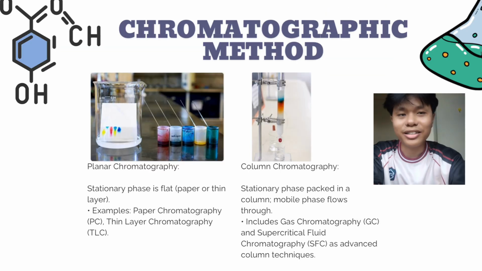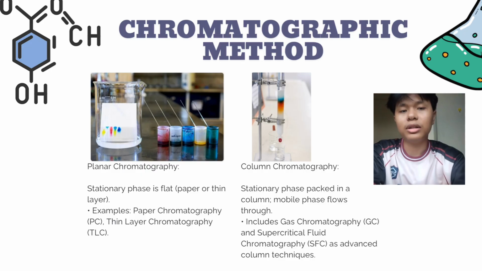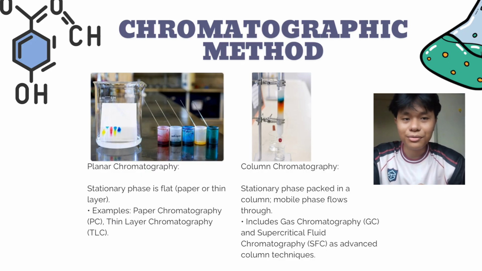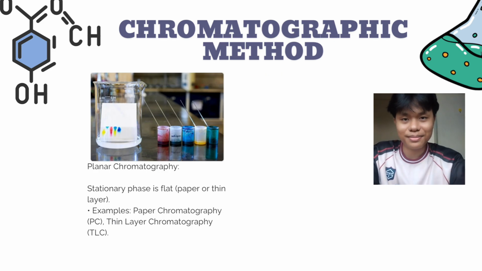As I just said, there are two methods of chromatography, which are planar chromatography and column chromatography. For planar chromatography, the stationary phase is flat, like paper or a thin layer. For example, we have paper chromatography and thin layer chromatography. Meanwhile, for column chromatography, the stationary phase is packed in a column and the mobile phase flows through. It includes gas chromatography and supercritical fluid chromatography as advanced column techniques.